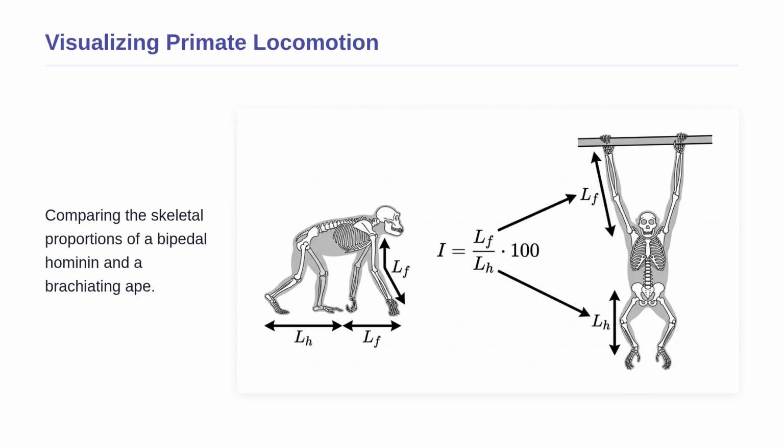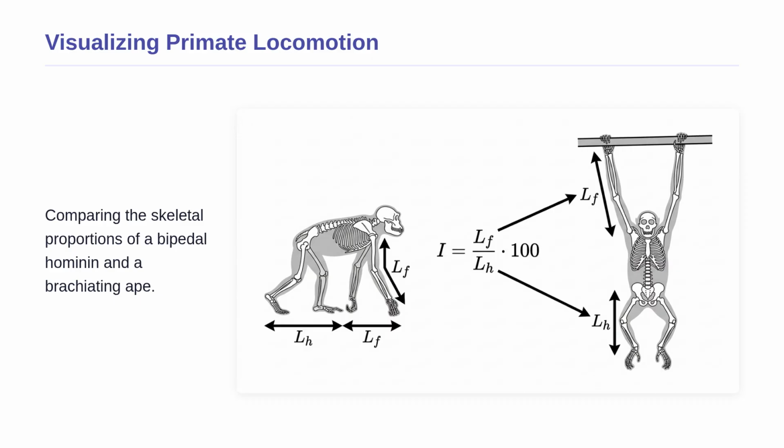To truly cement these mathematical differences, let us look at this visual comparison of primate skeletons. On the left, you see a primate with longer hind limbs, represented by the downward arrow labeled LH. This structure, as we calculated for the human and the lemur, results in a lower intermembral index, suited for terrestrial walking or leaping. On the right, you see a brachiating ape hanging from a branch. Notice how the forelimb, labeled LF, is drastically longer than the hind limb.